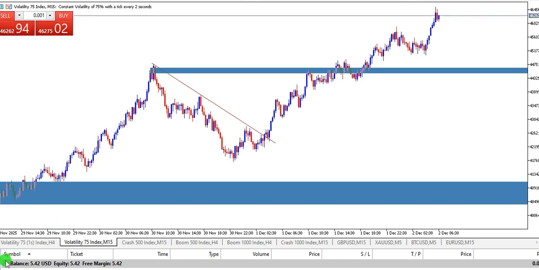Because every trade I take on this account, I will share it to see how we're able to grow this account from $5 and where we can take it to within the month. So now going back to Volatility 75, this was the zone marked, and of course this trade is already running.